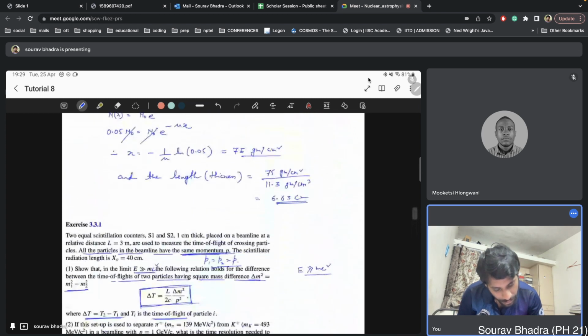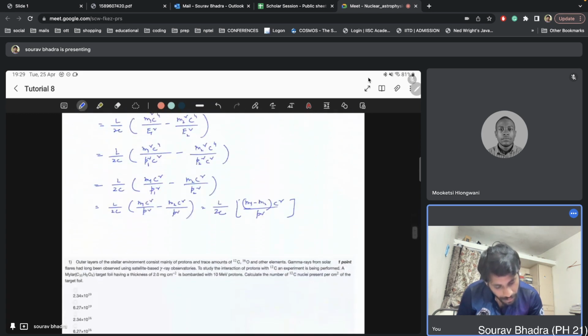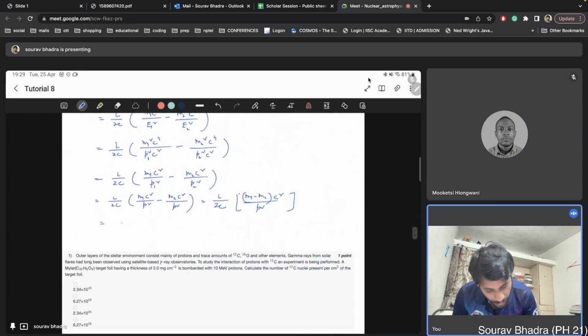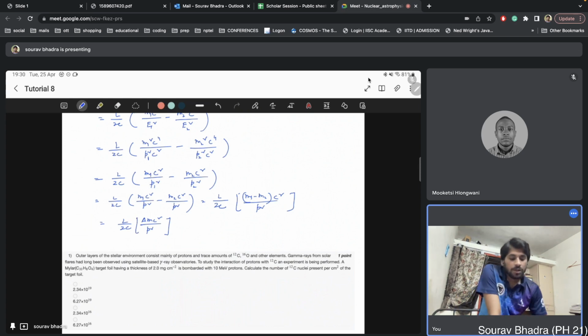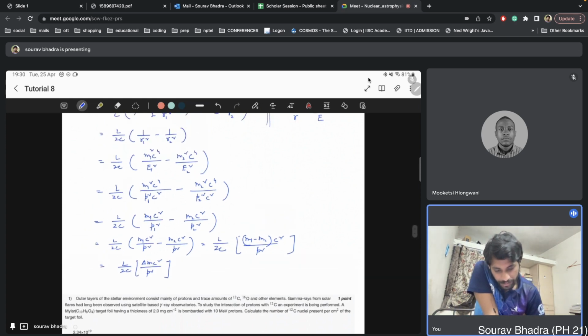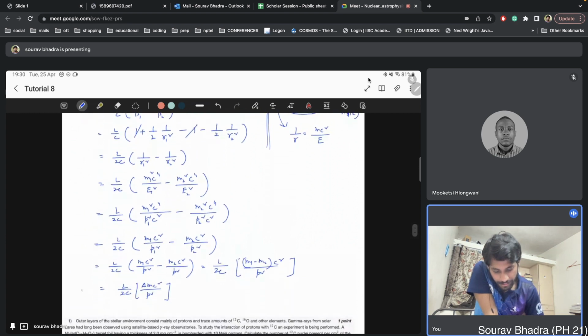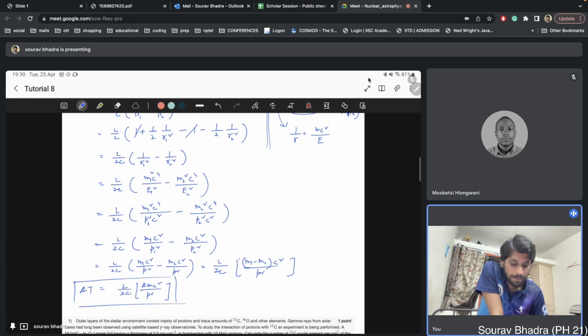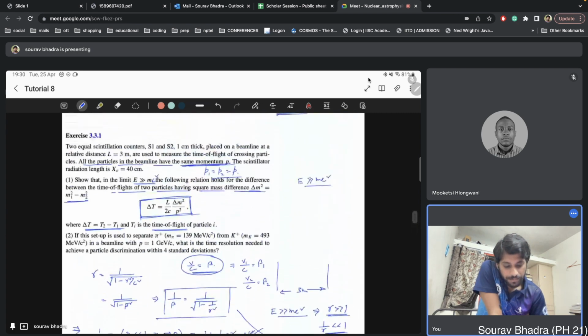Okay, yes, and it will be L by 2c, delta m c square by p square. Okay, so this is the result we got for this delta t. Delta t is equal to L by 2c, delta m c square by p square.